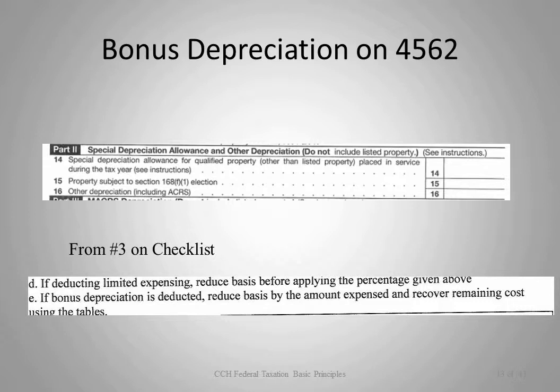Nothing fancy at all for your buildings. So once you've determined whether or not any of your property is entitled to the bonus depreciation, you will write it down on line 14. And then the very last thing that part 3 of the checklist tells you is to reduce your bases before going on. Do not forget to reduce your bases before going on.